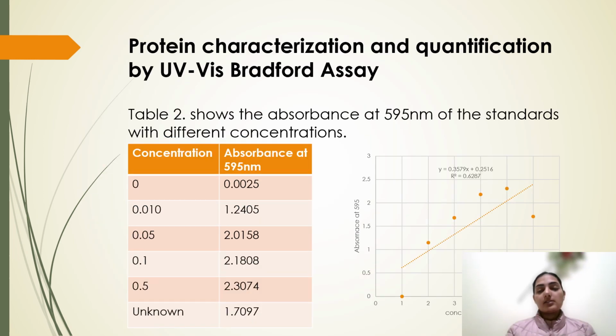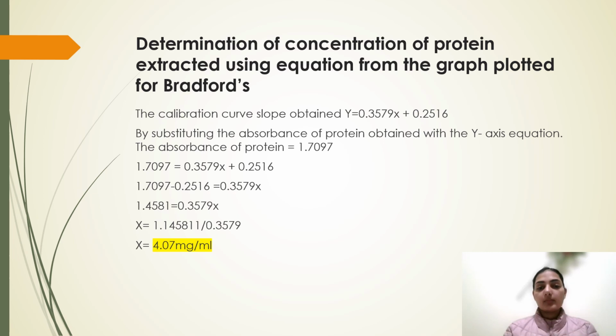Protein characterization and quantification by UV-Vis Bradford assay. Table 2 shows the absorbance at 595 nm of the standards with different concentrations. All the standards were measured at the same wavelength, that is 595 nm, and a graph is plotted between absorbance versus concentration.